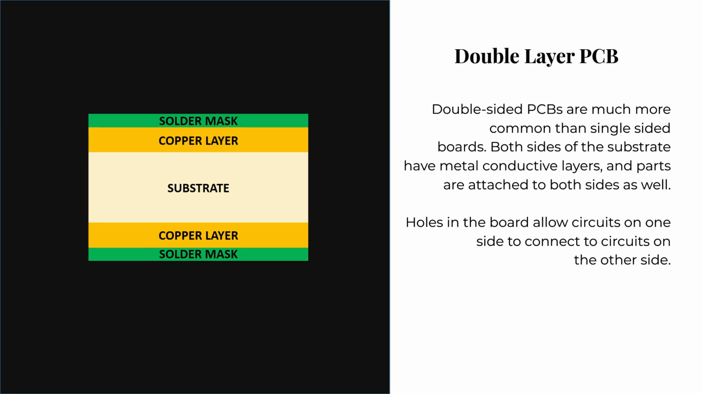Double-layer PCB. Double-sided PCBs are much more common than single-sided boards. Both sides of the substrate have metal conductive layers, and parts are attached to both sides as well. Holes in the board allow circuits on one side to connect to circuits on the other side.